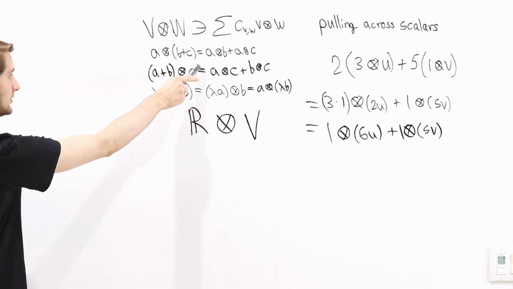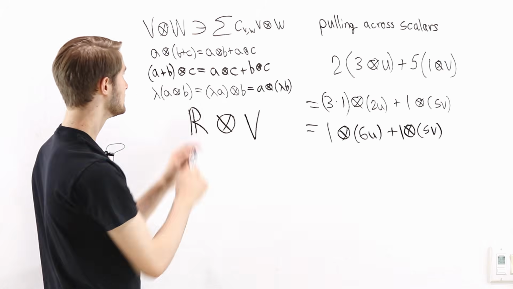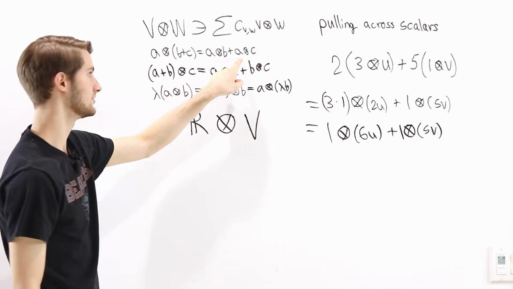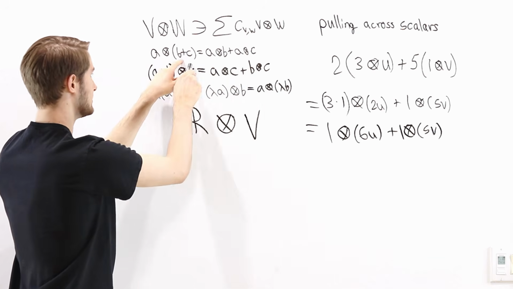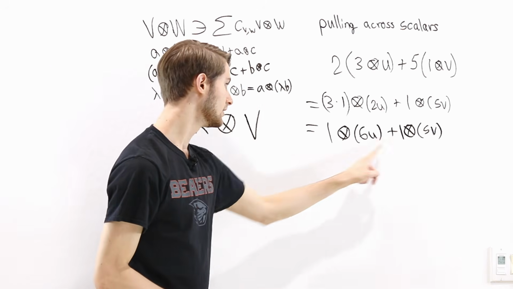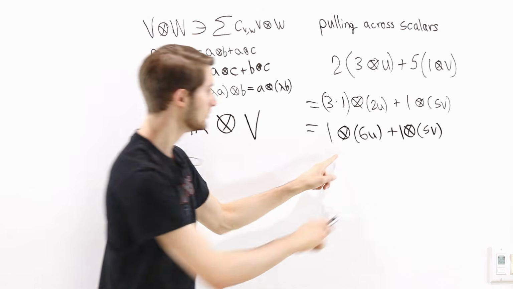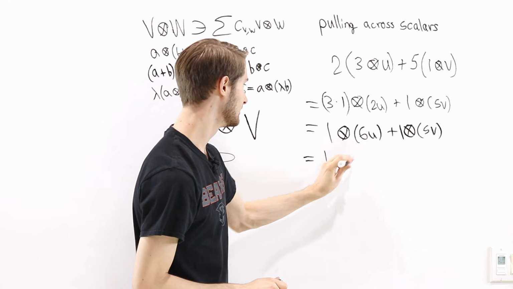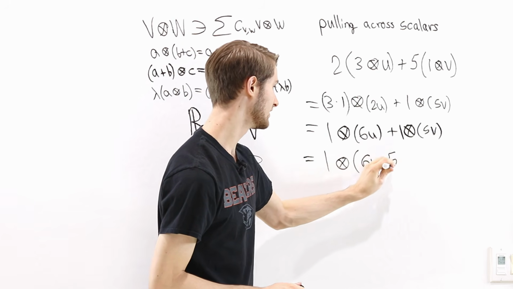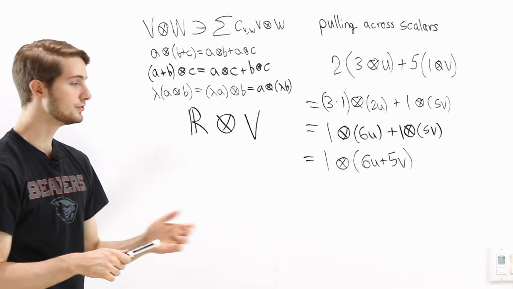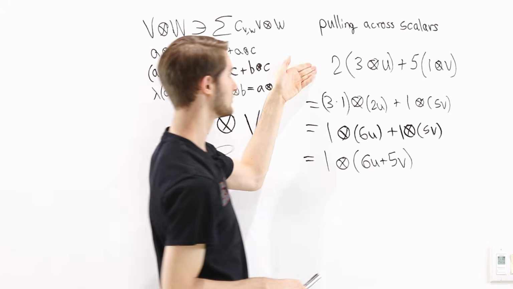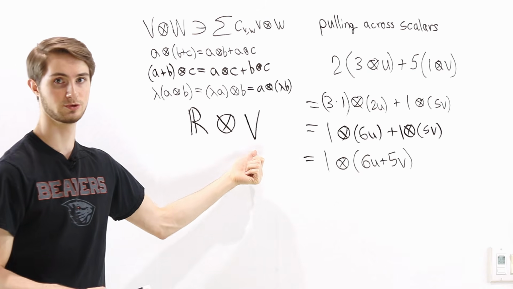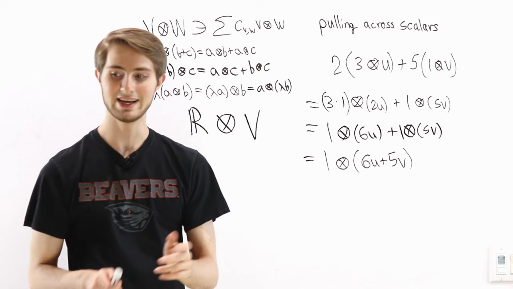And now take a look at this first equation up here. This equation says that if we have this same element a on the left side of the tensor, we can add the things on the right. Over here, we have a 1 on the left side of the tensor for both of these. We can add the things on the right. If we put those together, we get 1 tensor 6u plus 5v. So using these rules, it seems like no matter what we start with over here, we can always write it as 1 tensor some element of this vector space V. Let's see if we can do that in general.